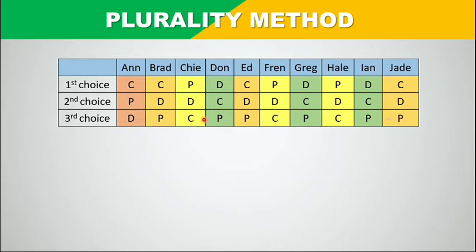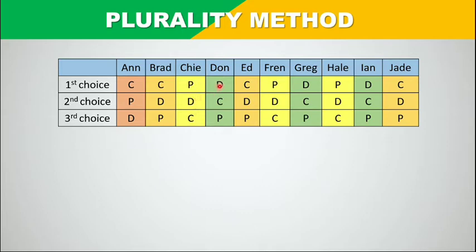Now, we also grouped Chi, Fren, and Hale's preferences and colored them yellow. Their first choice is Palawan, their second choice is Davao, and their third choice is Cebu.